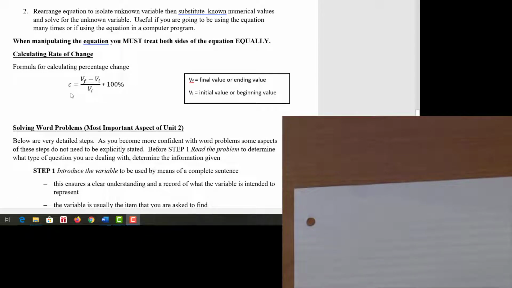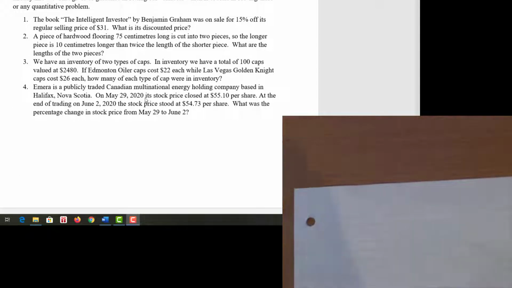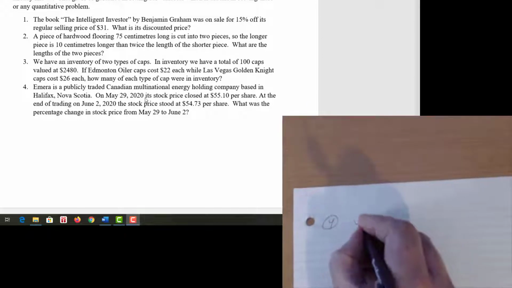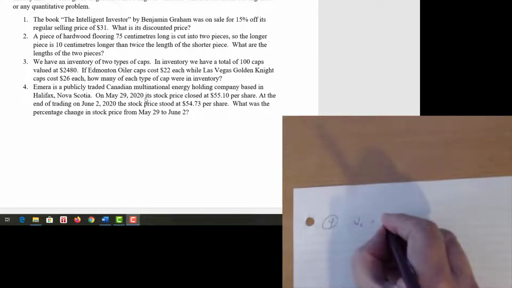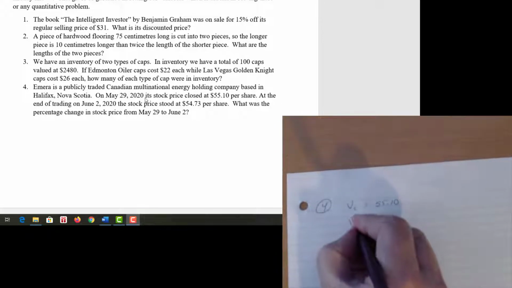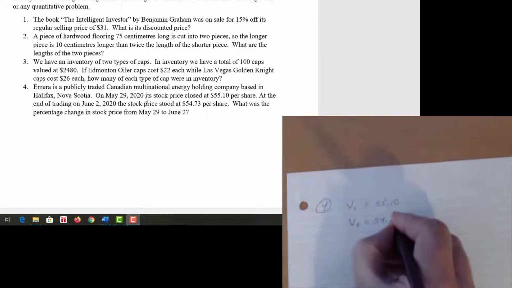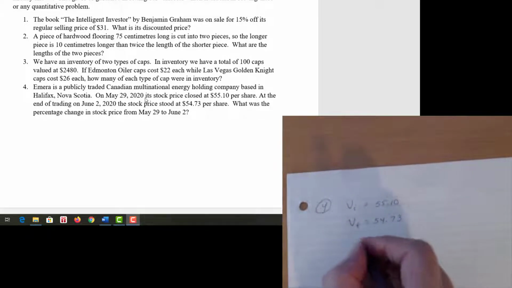Let's go look back at our statistical toolbox, and we see that the change, which is C, is equal to the final value minus the original value, all divided by the beginning value, expressed as a percentage. Okay, so now let's go tackle this. Question number 4. What's my initial value? That's the value that happened first in time. So $55.10. My final value is $54.73. Okay. So now I'm all set to use that formula.